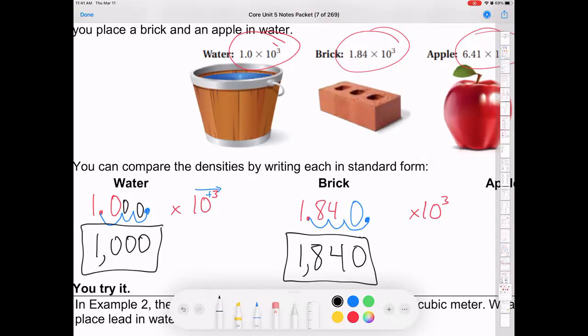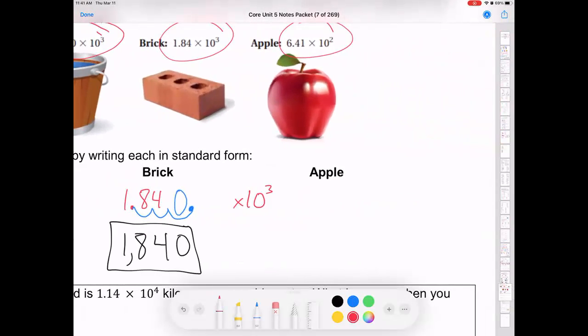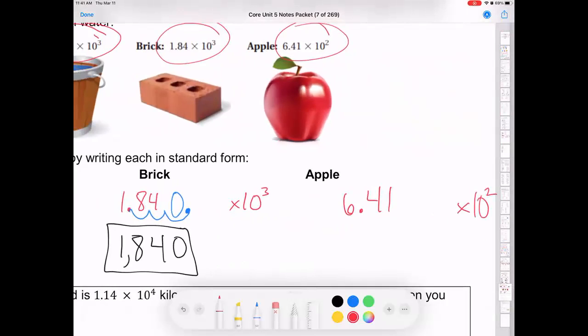And finally, for the apple, we see that it is 6.41 times 10 to the second. Now, because that is a positive 2, we know that we're going to go to the right 2. So we're going to move our decimal over 2, giving us 641.